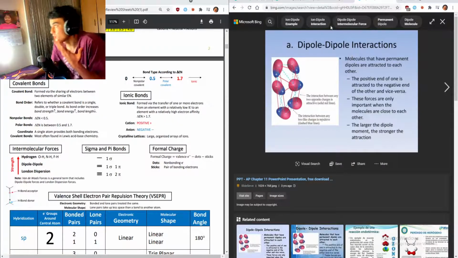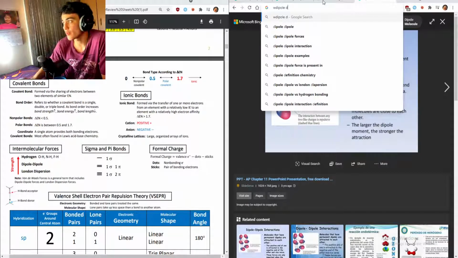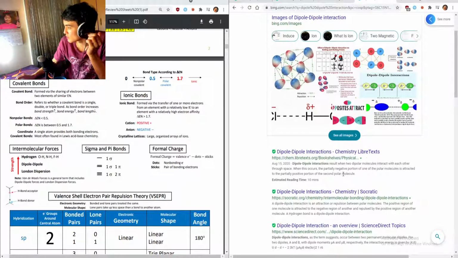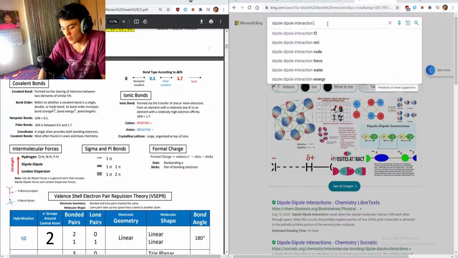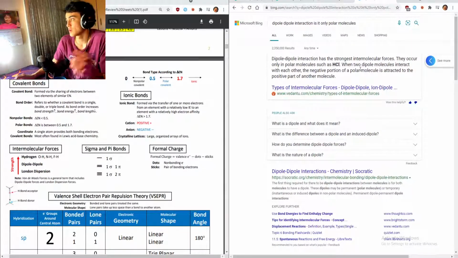Dipole. How do I know it's dipole? Dipole force interaction is when two dipolar molecules interact with each other. So with the polar bonds, is it only polar molecules? Only in polar molecules, okay.